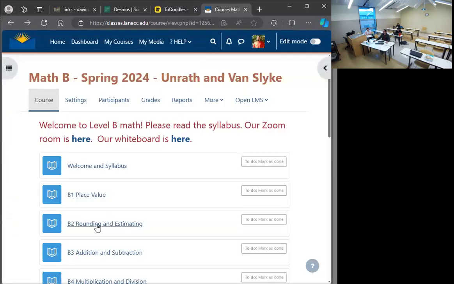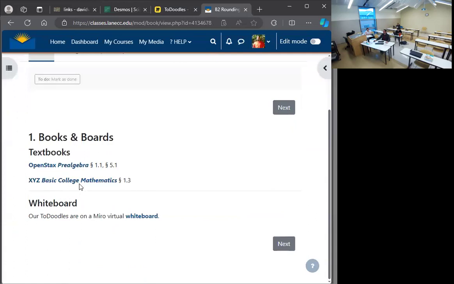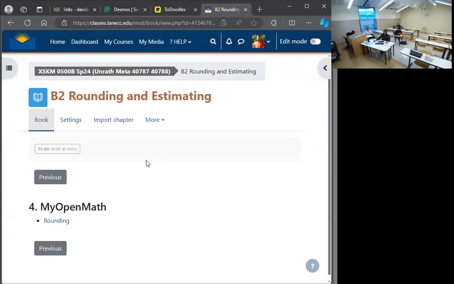That should, by the way, be enough that if you go to rounding and look at the textbooks, they will make sense to you. And when you go to the My Open Math, then you can start the homework.